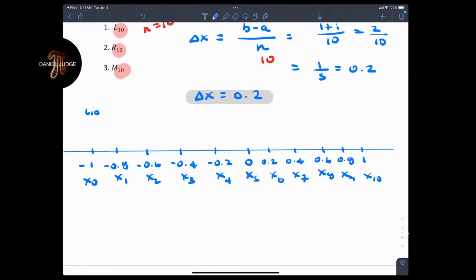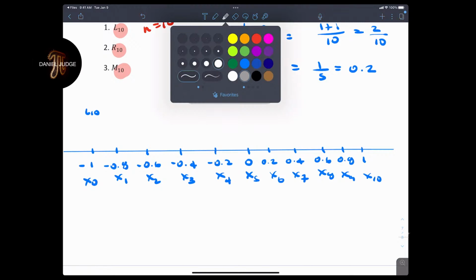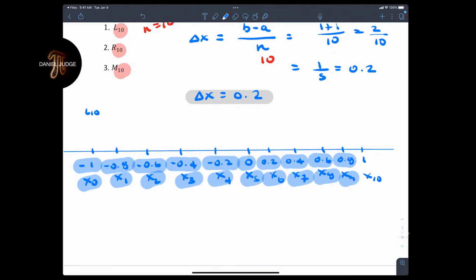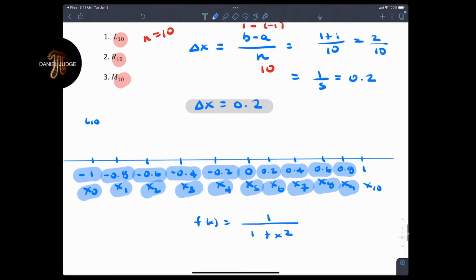So for the left endpoints here, these are the values for all the left endpoints. It starts at x0 and it ends all the way to x9. The value of the function is 1 over 1 plus x squared. Okay, so this is the value of the function.